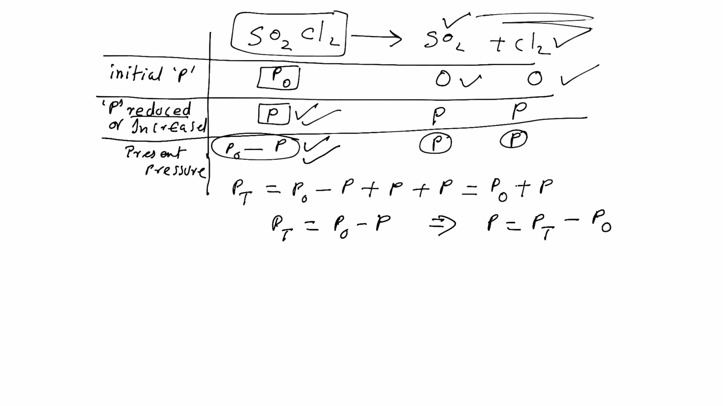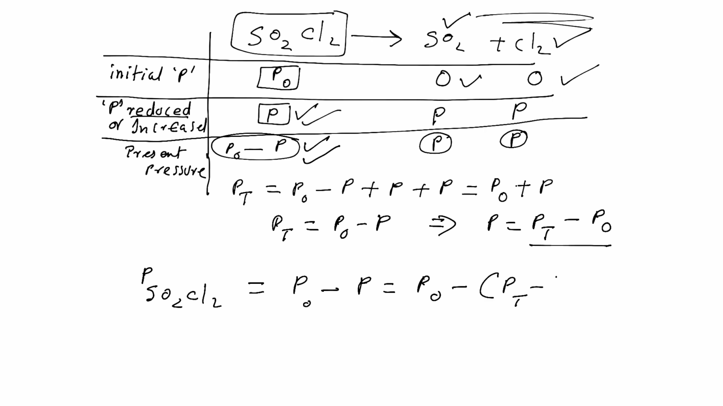which means P is equal to Pt minus P0. Correct, right? Now what are we supposed to find? Present pressure of SO₂Cl₂. It is very clear that it is P0 minus P. And what is P? P is Pt minus P0. Clear? So it becomes P0 minus Pt plus P0. So what is that? 2P0 minus Pt.